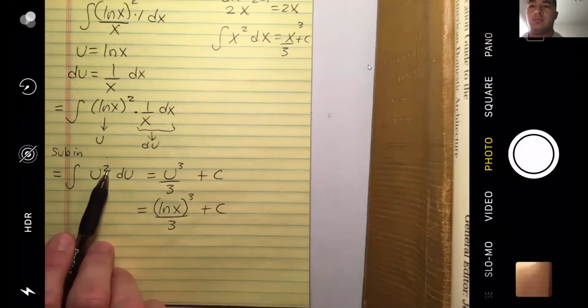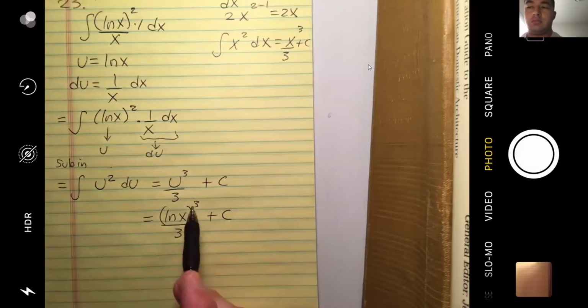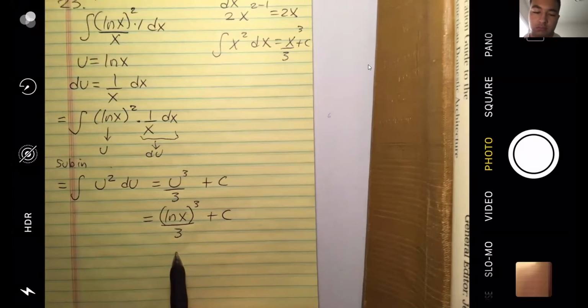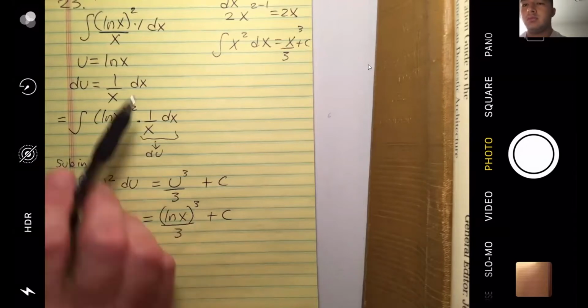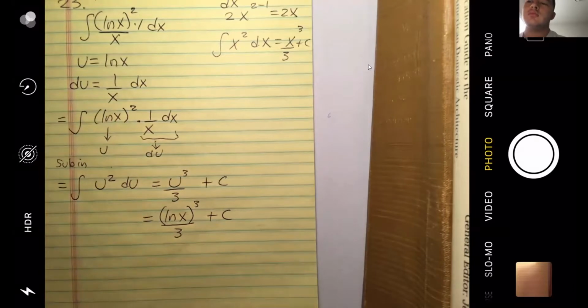You add 1 to this and divide by that. You can almost see the check on this one in your head. 3 down cancels the 3. You wind up with log of x squared because you're subtracting 1 there. And derivative of log x is 1 over x, and that's where the 1 over x comes from. These almost have to be cooked to work like that.